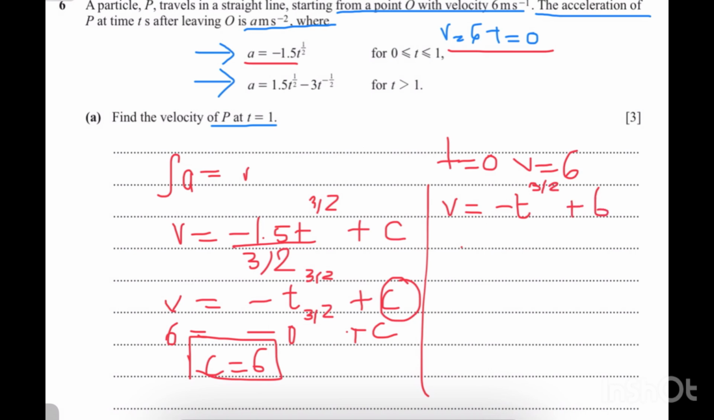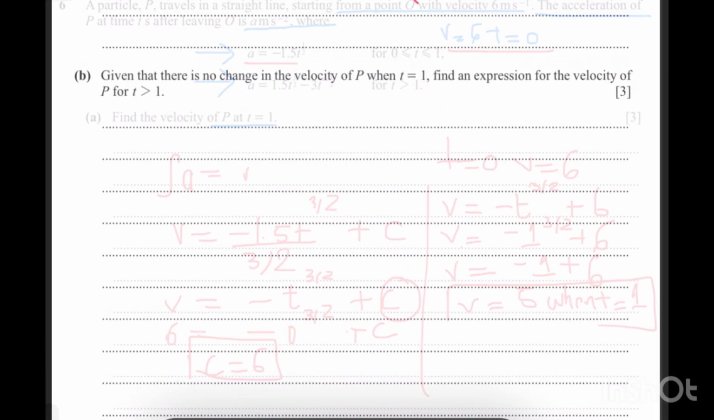Now to find the velocity after 1 second, we just have to substitute 1 in place of t. That means minus 1 raised to power 3 by 2 plus 6. Anything raised to any power, 1 is 1, so this becomes minus 1 plus 6, making the velocity equal to 5 when t equals 1. So with that, we're done with the first part. On to part number B.